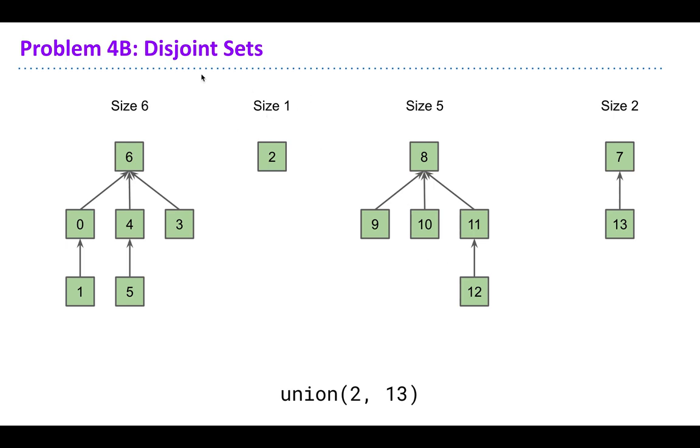So we start off with a disjoint set that consists of these 4 little mini sets here. One with size 6, size 1, size 5, size 2. So we always keep track of the size and also the elements in that disjoint set.